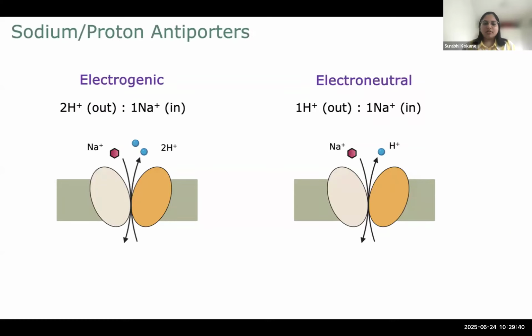These exchangers can be electrogenic or electroneutral. They can either transport two protons in exchange for one sodium ion, or they can exchange one proton in exchange for one sodium ion.